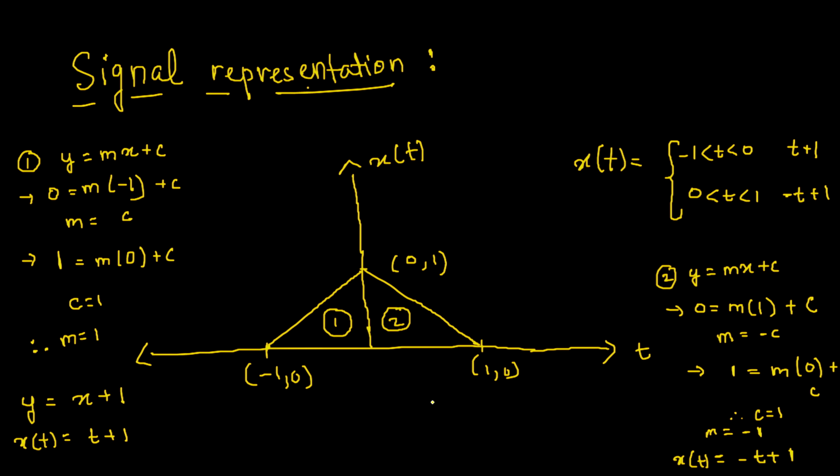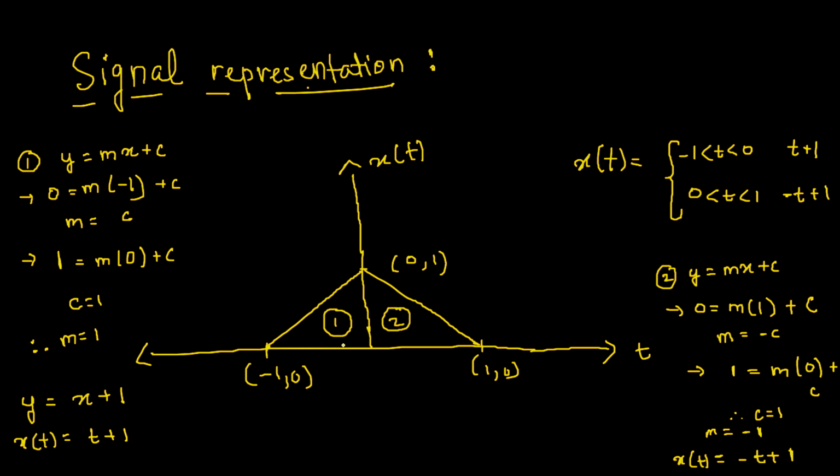So now we'll start with signal representation. Like I said, signals are basically just mathematical functions. Functions are written in both mathematical form as well as graphical form. So it's very important that we know how to draw the graph for a given function as well as how to write the mathematical expression for a given graph.